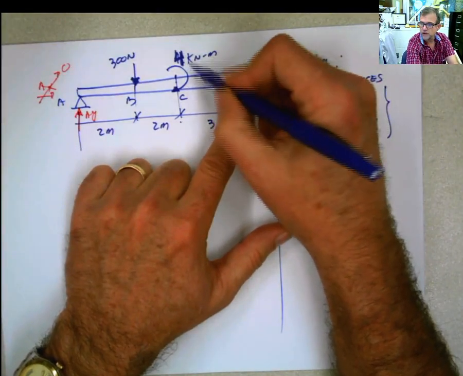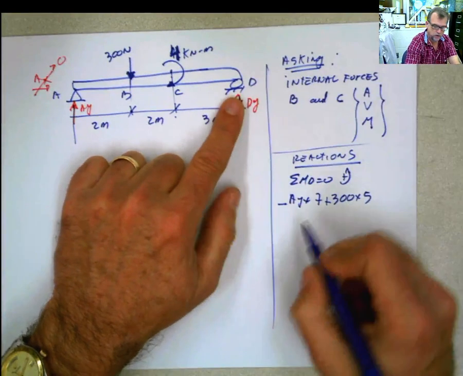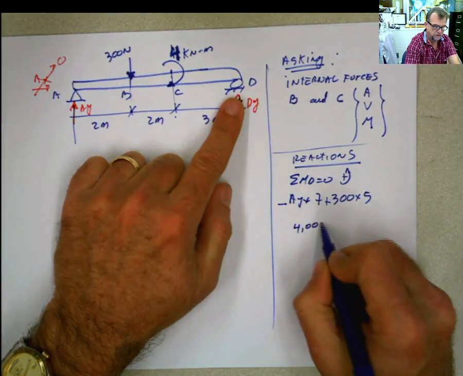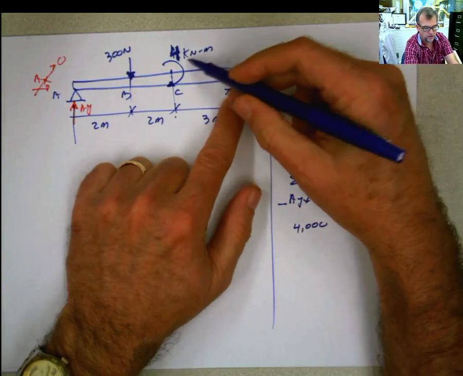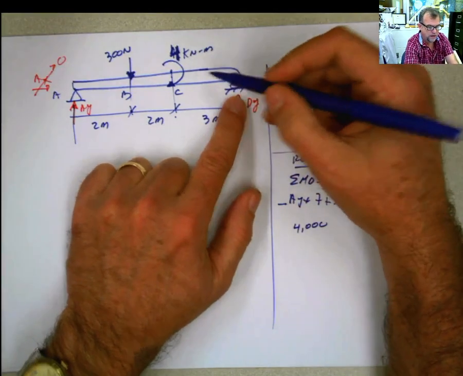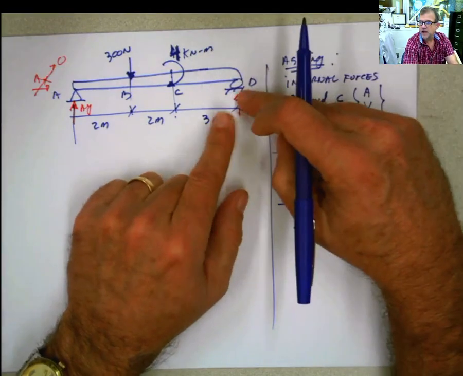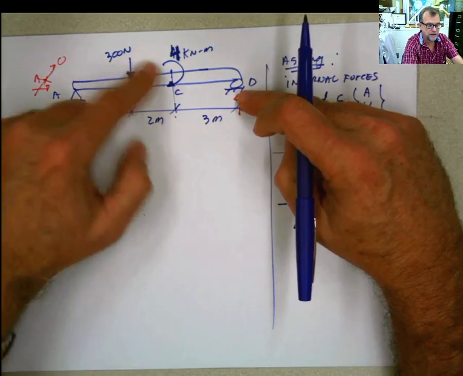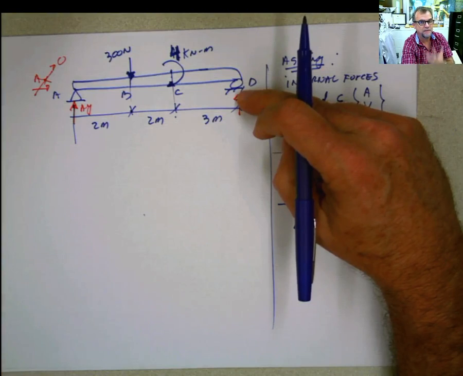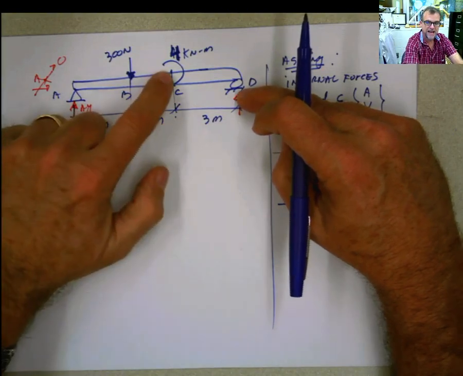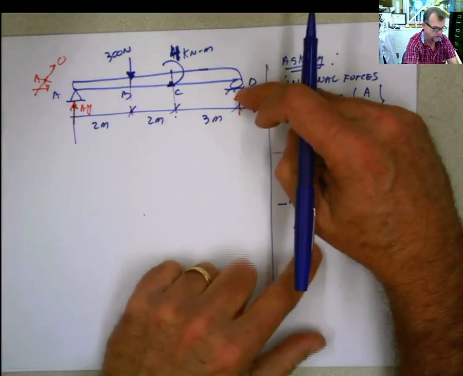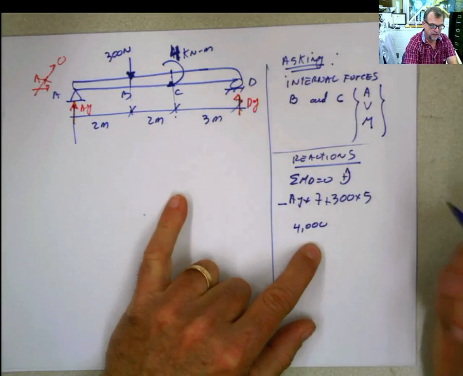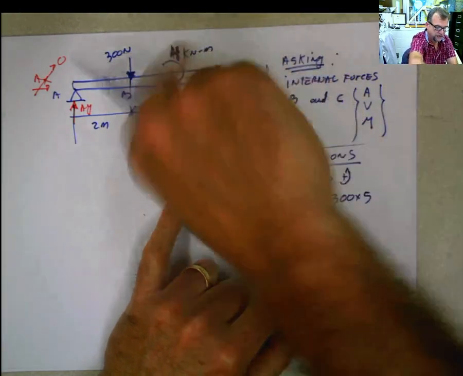Now this moment is 4, but it's not 4, it's 4,000. And this is one typical error that people do. It's 4,000 kilonewton, now it's 4,000 newton, multiplied by what distance? A lot of people do that and multiply that by 3. You don't multiply a moment by any distance. That doesn't have any meaning. The moment is already created there. So it's only 4,000.